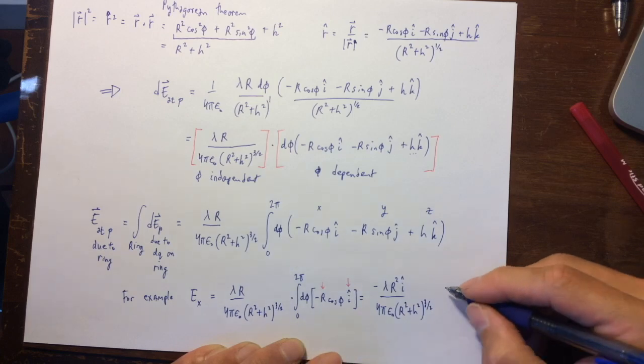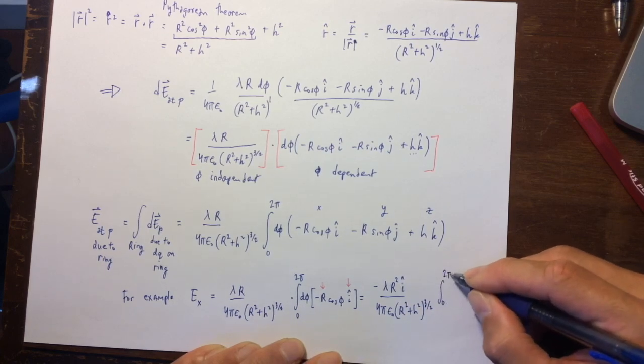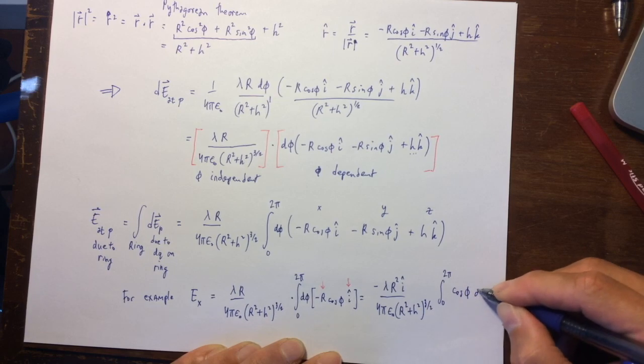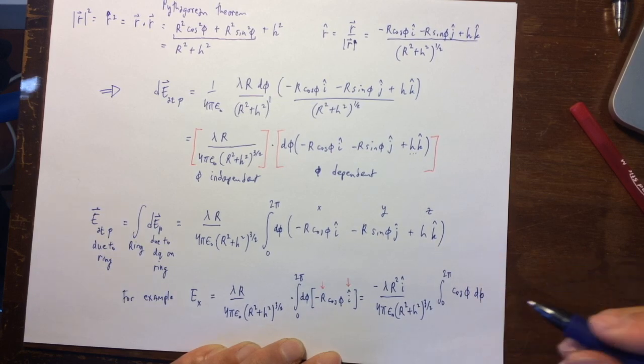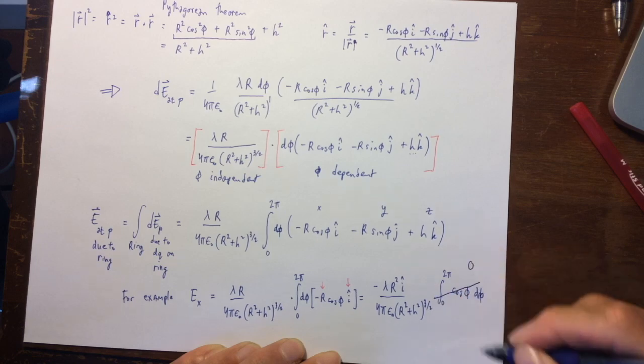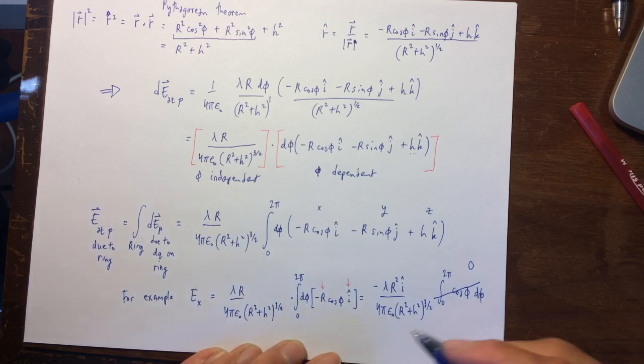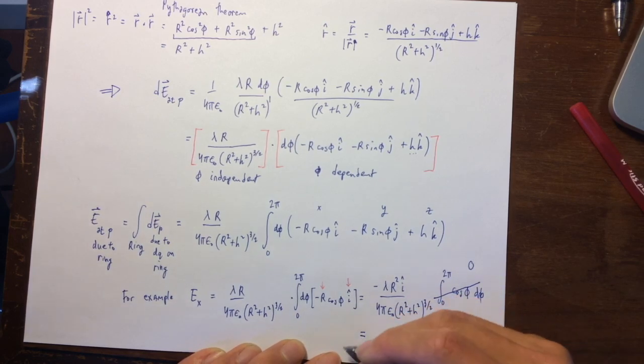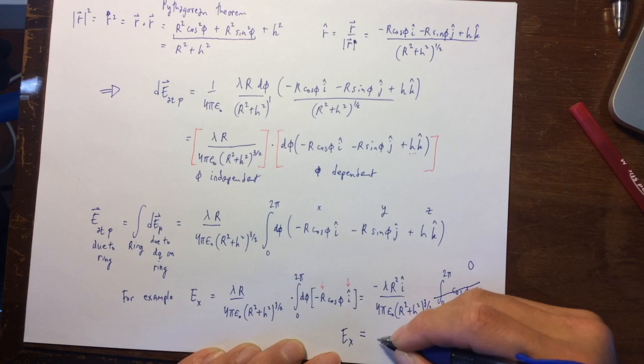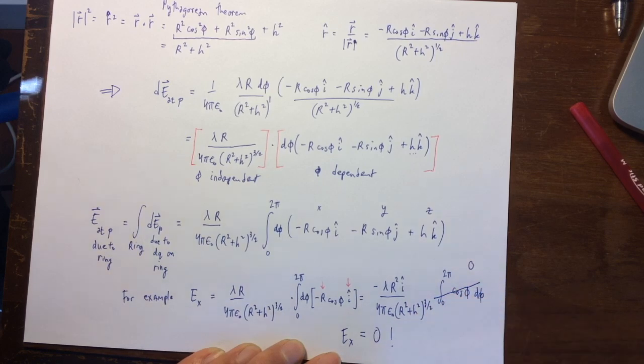But then I'm left over with the integral from 0 to 2 pi of the cosine of phi d phi. And it turns out that this integral is 0. The integral of cosine goes up to sine, and the sine evaluated at 2 pi and at 0 both happen to be 0. So this turns out to be 0. So there is no x component to the electric field.